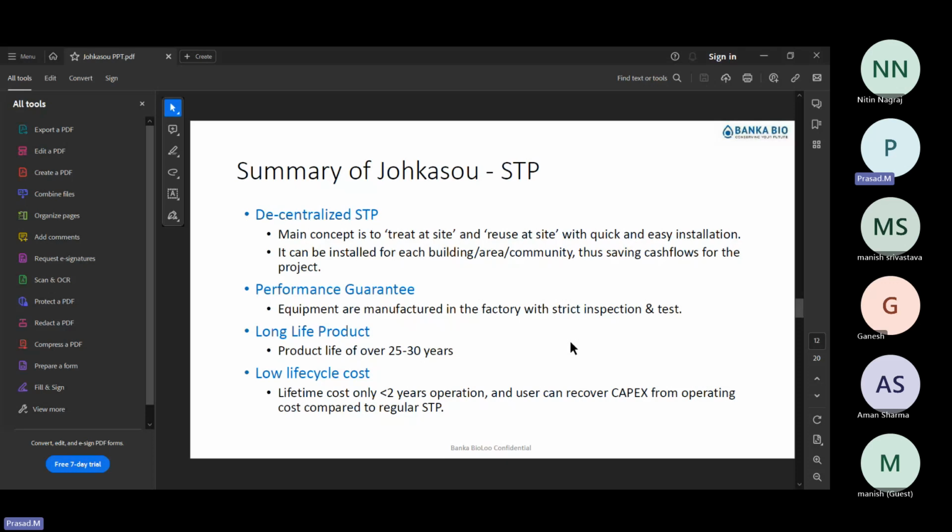This is our Japanese technology, and we are manufacturing it in Thailand itself, following the manufacturing protocol. That's why our product life is 25 to 30 years, sir. So this point you have to highlight: product life is 25 to 30 years. Operating cost is very low, and noise level is very low, 48 dB only.